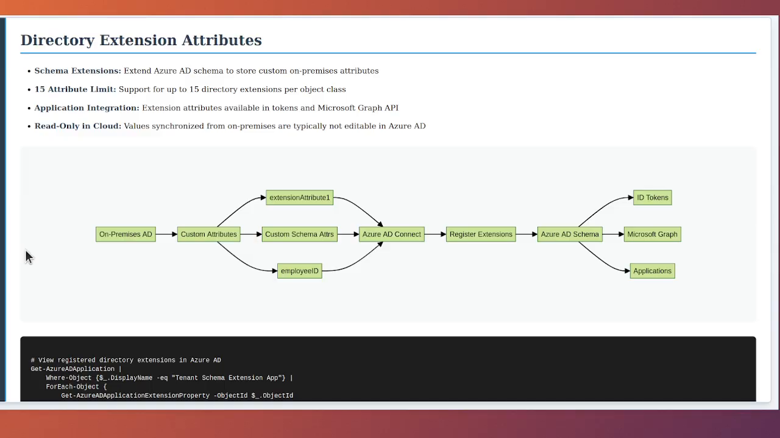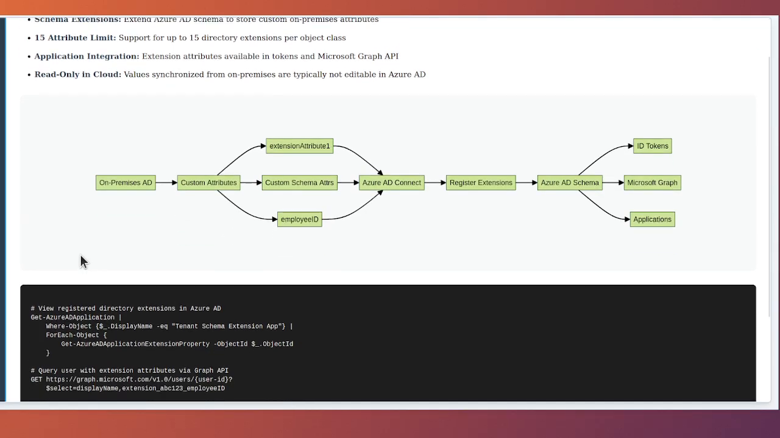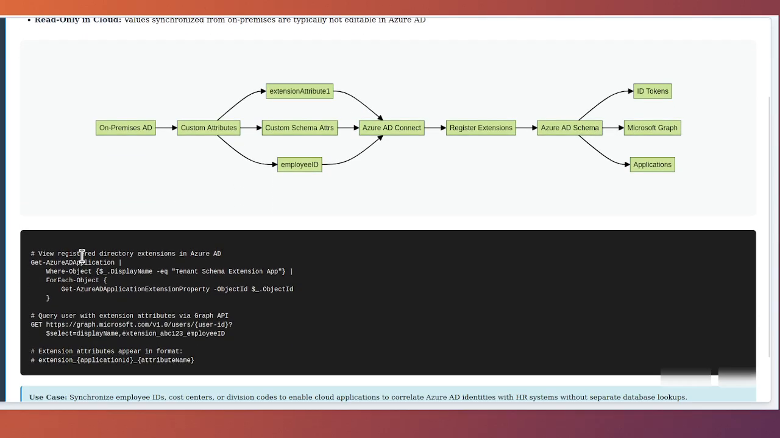Azure AD Connect automatically registers the necessary schema extensions in Azure AD. Third, synchronization rules are configured to flow the on-premises attribute values to the corresponding extension attributes in Azure AD. The synchronization engine handles the attribute mapping and ensures values are properly formatted according to Azure AD requirements.